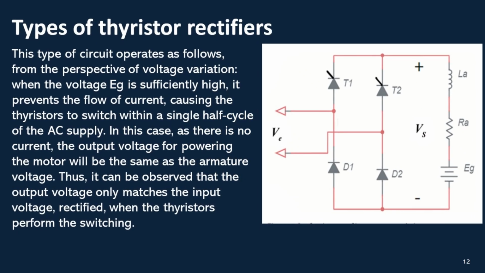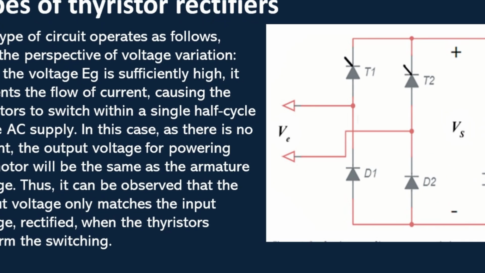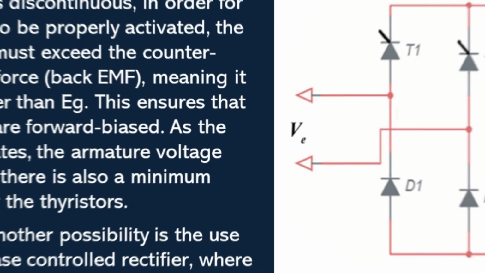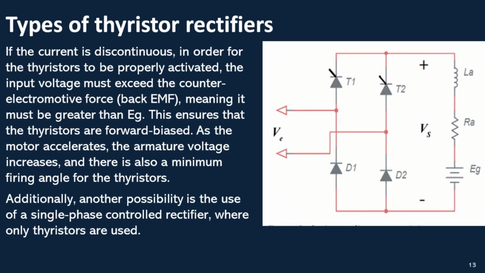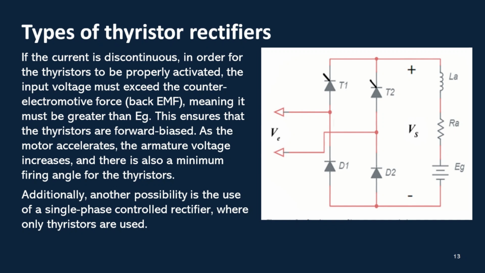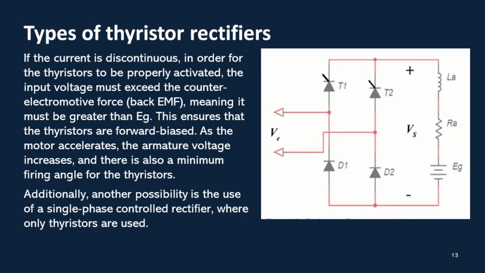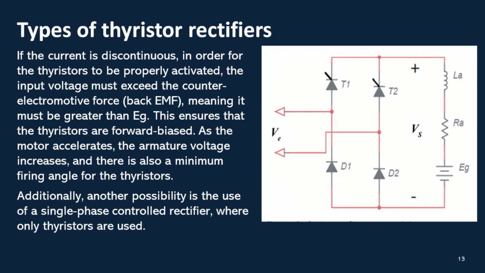Therefore, it becomes evident that the output voltage matches the rectified input voltage only when the thyristors are conducting and switching appropriately. If the current is discontinuous, for the thyristors to activate correctly, the input voltage must surpass the counter-electromotive force, back EMF, meaning it must exceed EG. This ensures that the thyristors are forward biased. As the motor accelerates, the armature voltage rises, and there is also a minimum firing angle required for the thyristors to conduct and control the motor's operation effectively.